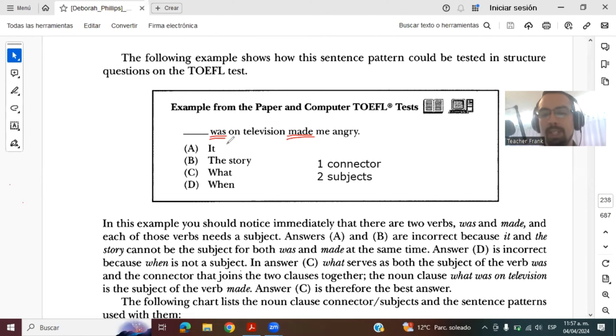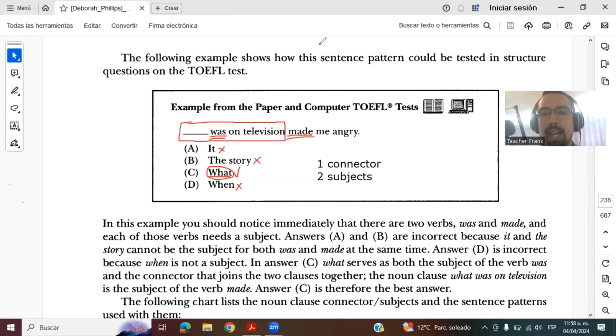Well, it was on television. No, because this one would be like just part of like one subject. The story was on television. Nope. What or when? Now, in this case, these are possible. When was on television made me angry makes no sense. So it's going to be what. What was on television made me angry, right? Lo que estaba en la tele me hizo enojar. And then what would, of course, be the subject of was. It's the connector of was and made. And all of that is going to be the subject for the second verb, which is made, right? It made me angry, okay?